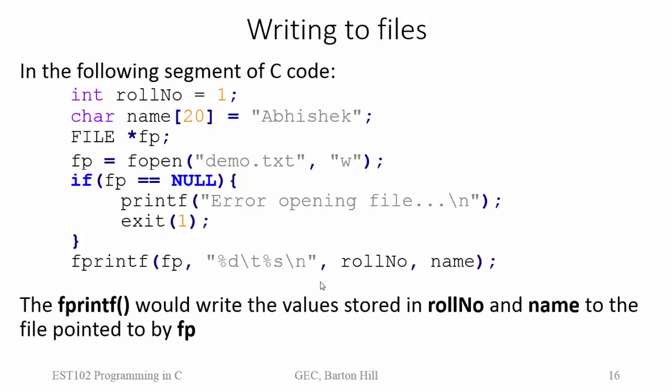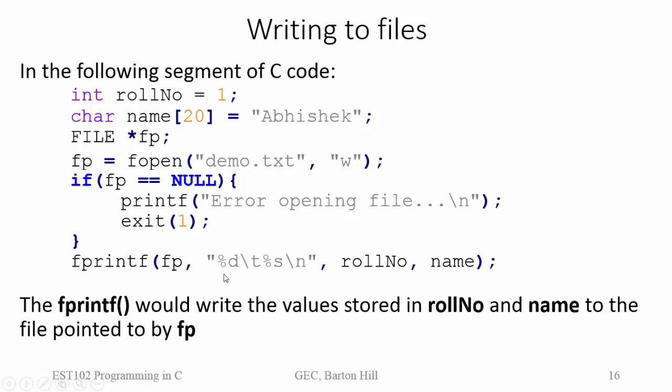So we have seen how we can open a file. For that we'll require a file pointer, then we open the file in write mode, then we check for successful open. If all of these have gone well, then we will finally be printing the value. Now this fprintf function is used for printing values or data to the file. So it is similar to our printf function.